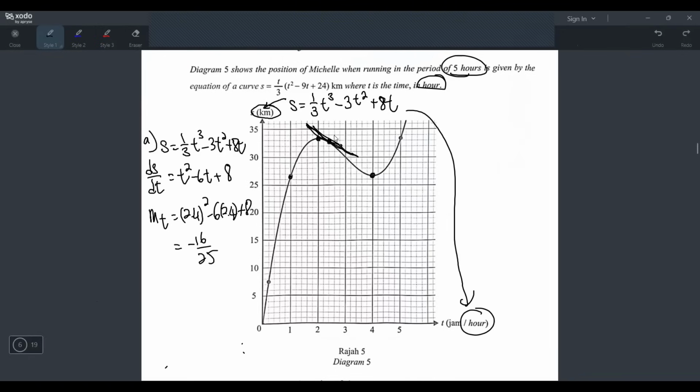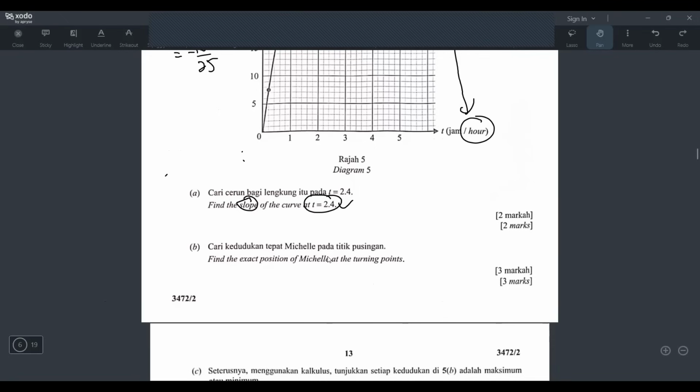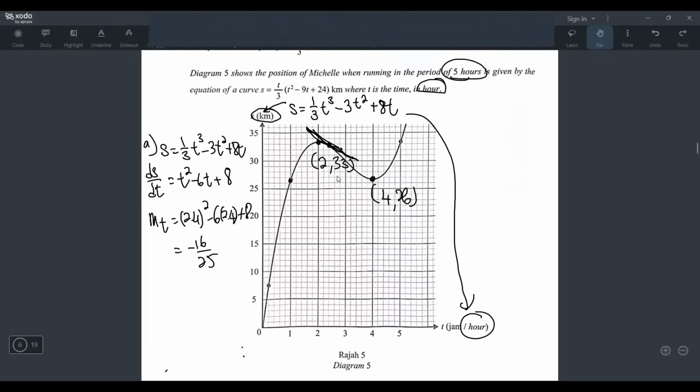Find exact position. This coordinate they give already, it's 2 something, right? 2, and then here is like 35, 34, 33. And then this one is, what's the coordinate here? 4, and then 25, 26, right? So that's the turning point lah. So find the exact position. Okay, I think the keyword here is this one, right? Turning point, right? But the turning point they give in that soalan already.